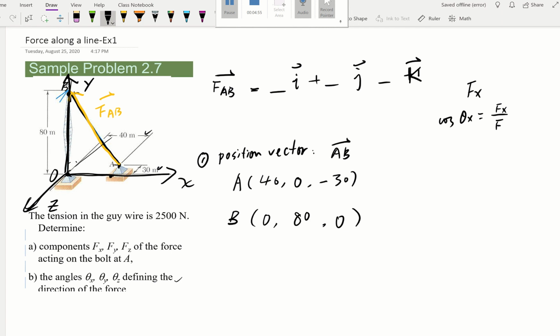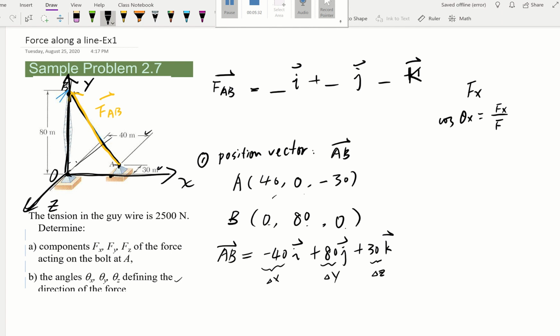So you have those two coordinates. Then we just need to figure out the position vector, final minus the initial, the coordinate difference. B minus A: 0 minus 40, negative 40i; 80 minus 0, 80j; 0 minus negative 30, plus 30k. And that's going to be our delta x, delta y, and delta z coordinate differences.